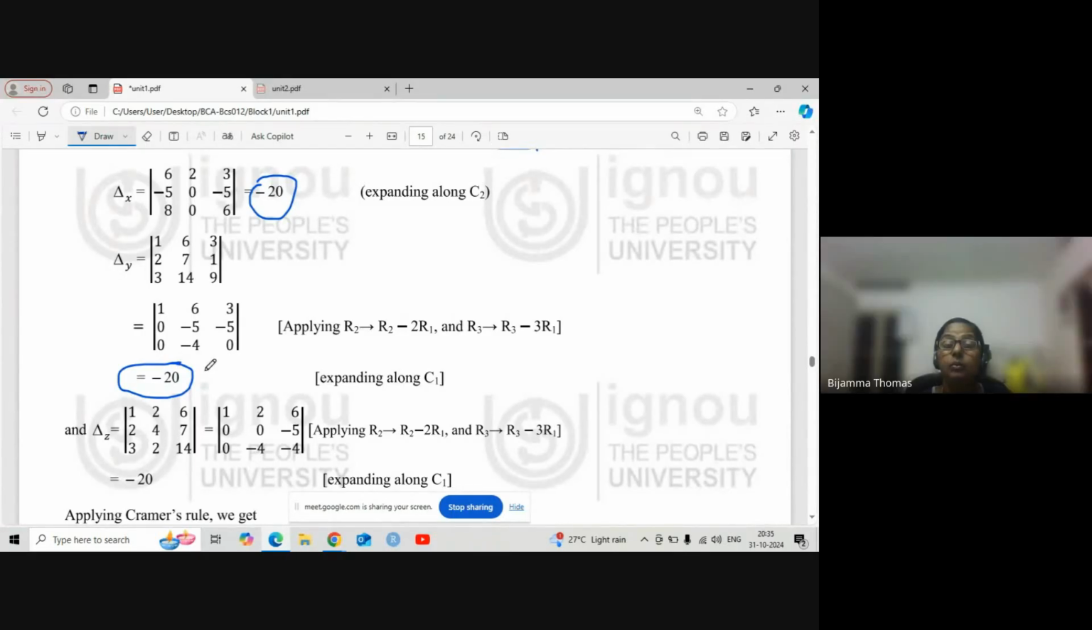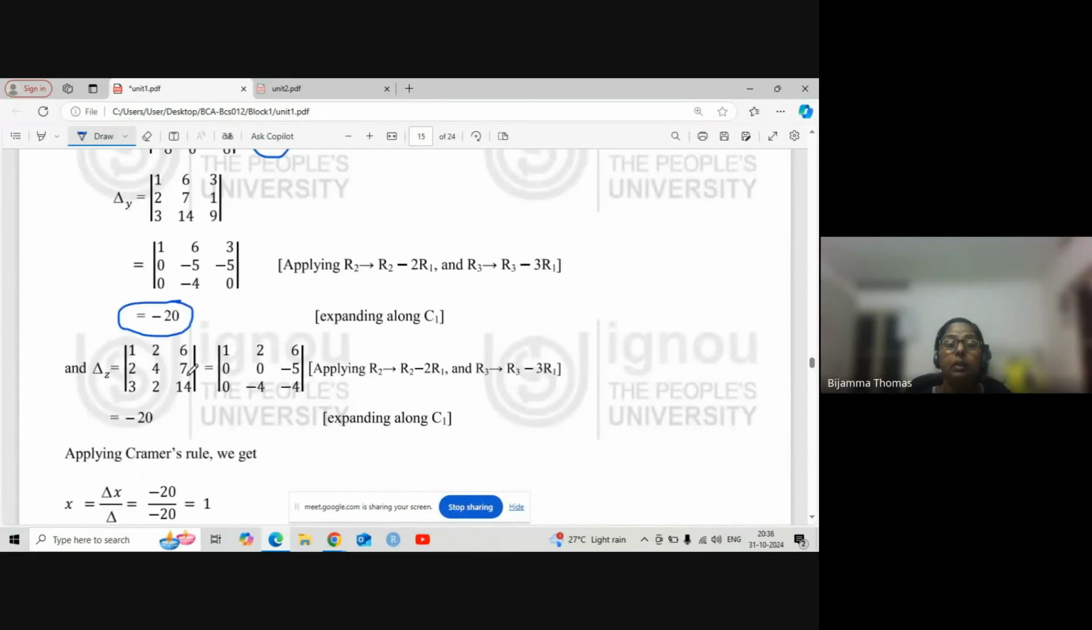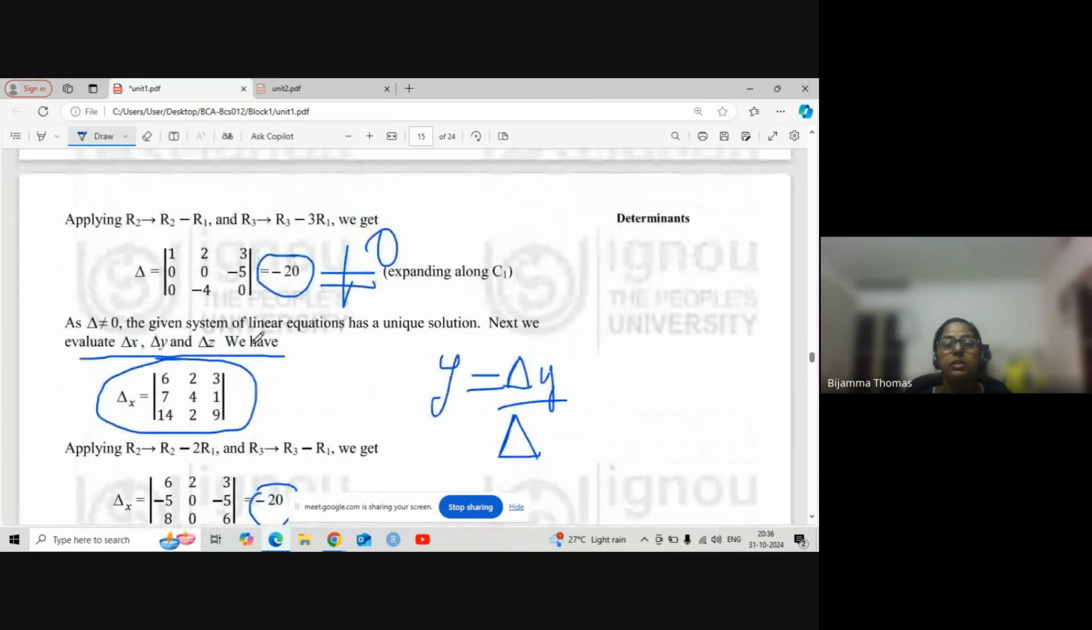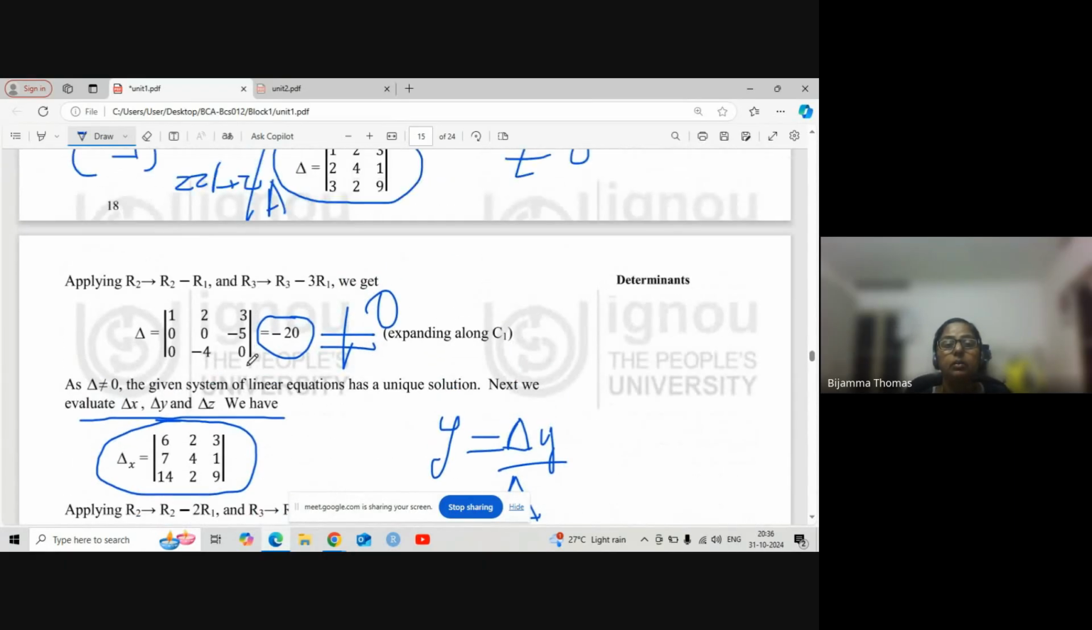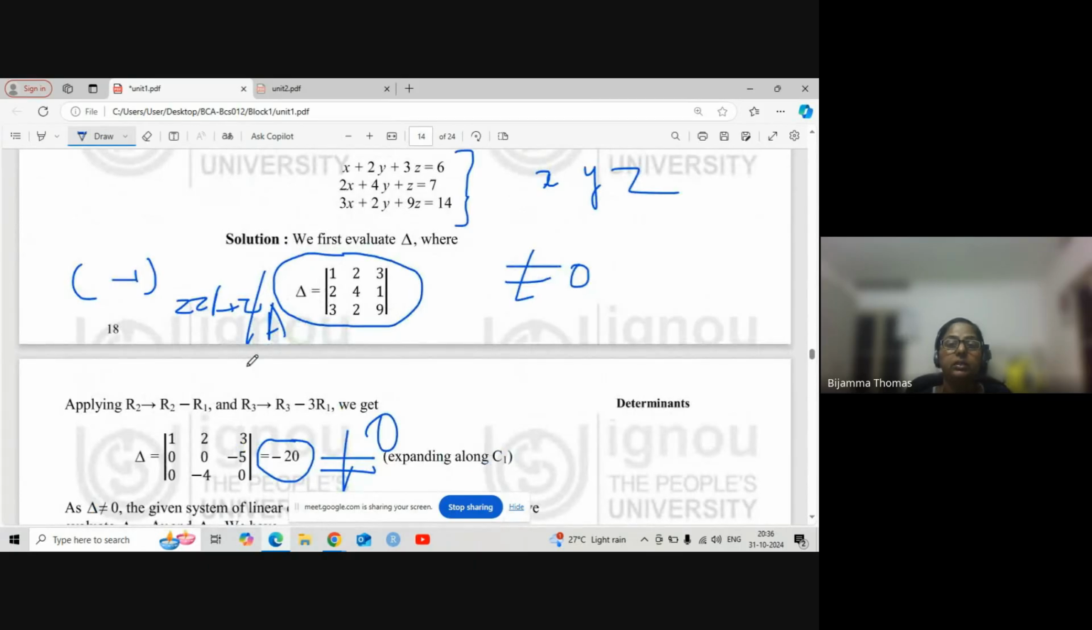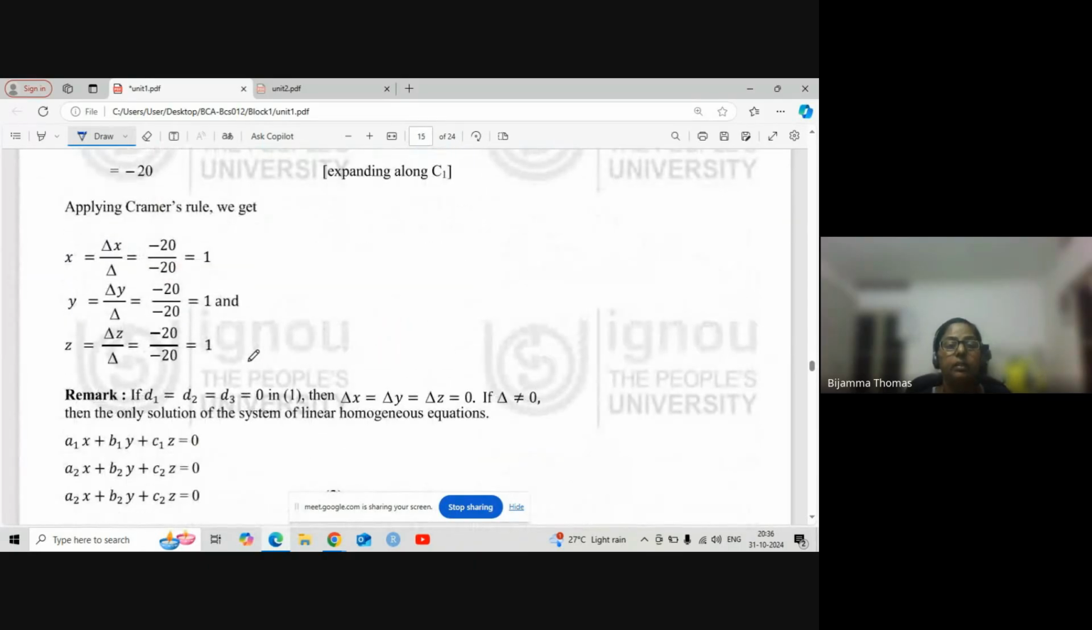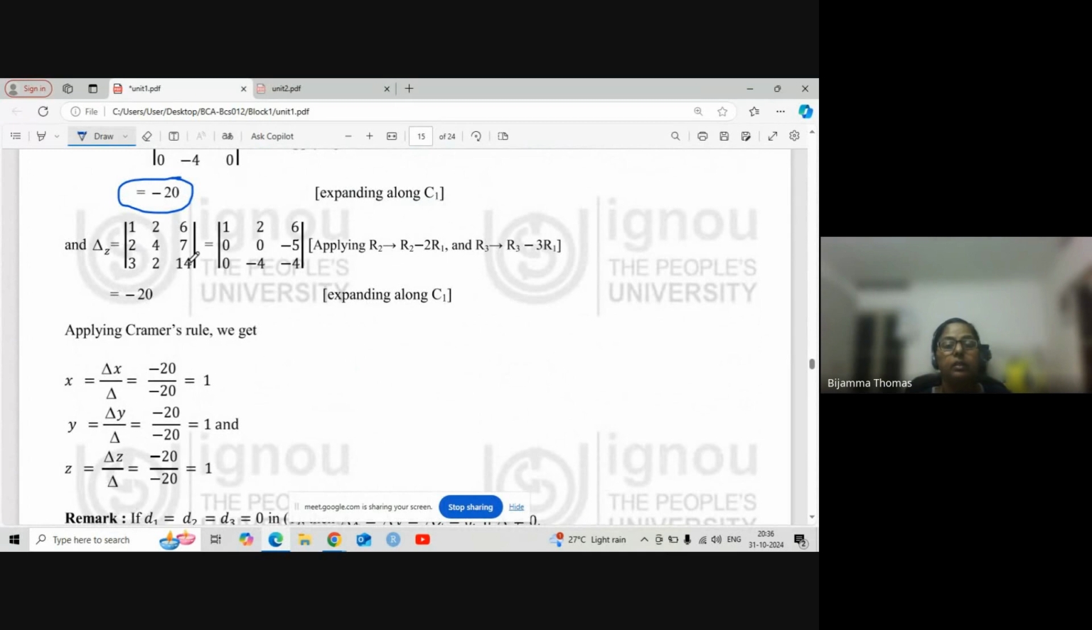Okay, now evaluate delta Z, where delta Z will be the determinant of delta where the third column will be replaced by the right hand side constants. It's equal to 6, 7, 14, right? Okay. Now evaluate delta Z.